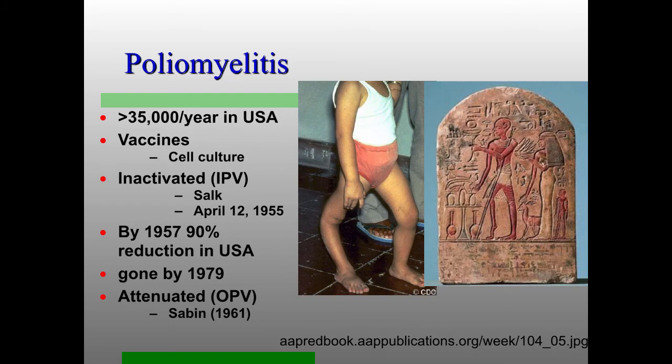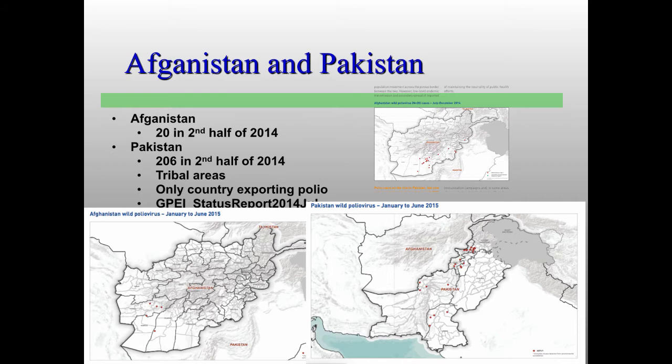The bad part about OPV is you have reversion in relatively rare cases, and so it goes from being non-pathogenic to pathogenic. And that's why, in order to really truly get rid of poliovirus, we are going to have to go back to doing injections, which is a lot harder to do. You need to make a lot more virus, and particularly in the developing world, which is where most of these cases are, it's a lot harder to do needle injections than it is to do an oral polio vaccine.